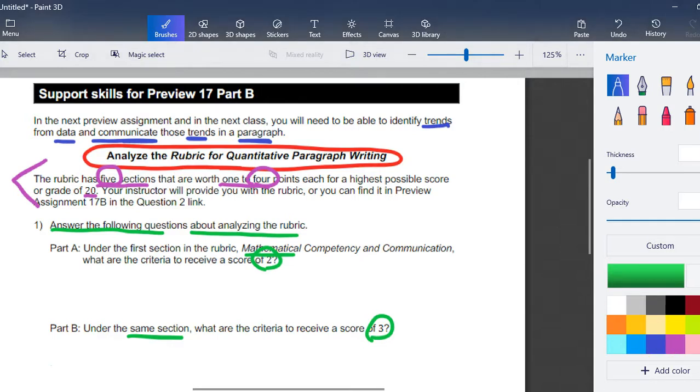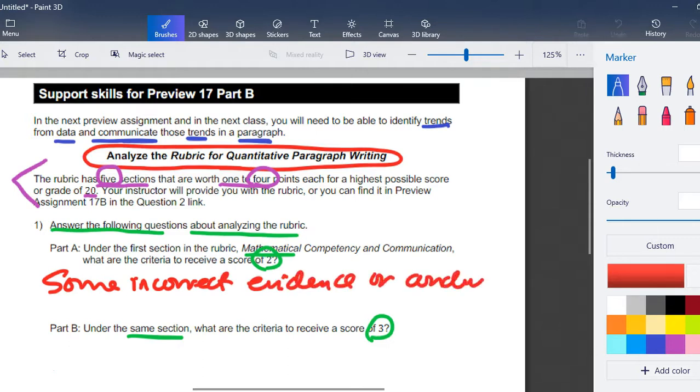So make sure you do have your rubric with you and that you've already answered these questions, and let's double check them together. So it says first, under this section of mathematical competency and communication, what are the criteria to get a score of 2? It says some incorrect evidence or conclusions. Okay, that's a 2.